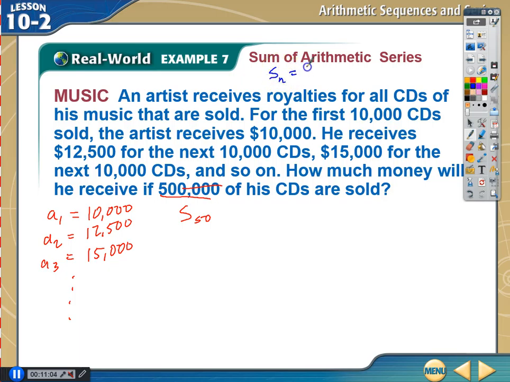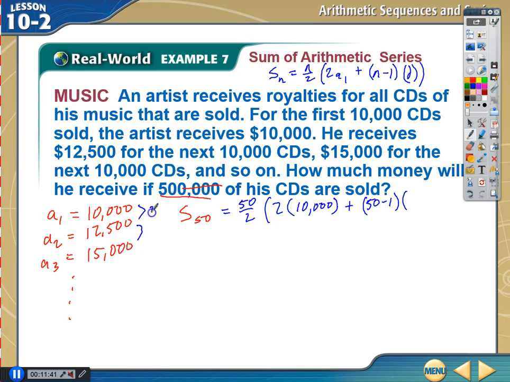S sub n is equal to n over 2 times 2 of A sub 1 plus n minus 1 times d. I want S sub 50. So I do 50 divided by 2, times 2 times what's A sub 1? 10,000, plus n minus 1, 50 minus 1, times d. What's my common difference? 2,500.